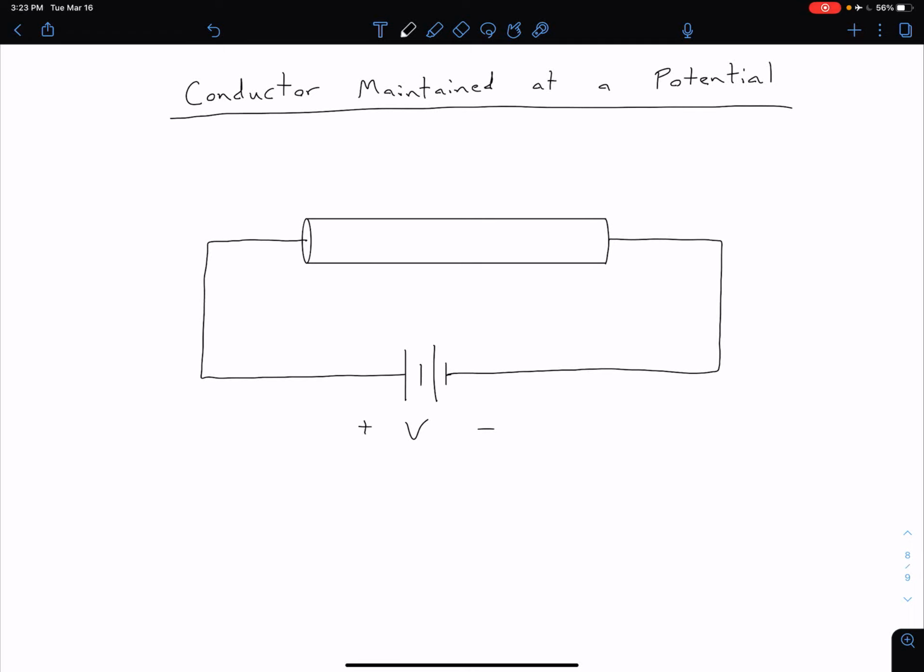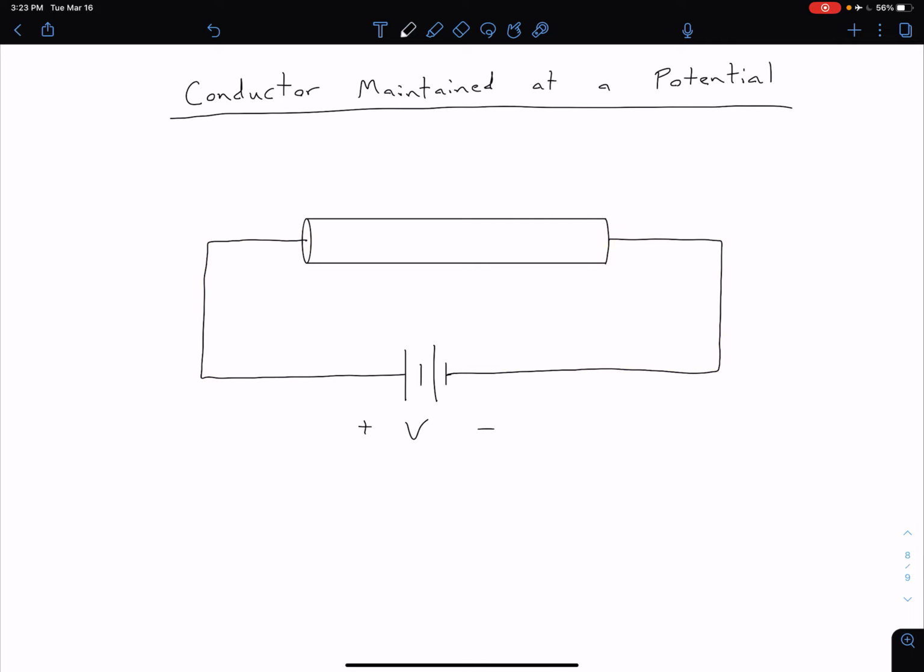Now we're going to consider what happens if we take a conductor and we maintain some potential or voltage across the two ends of the conductor. As you can see here, I have a bar, which is our conductor in the middle, and we have some wires connecting that to our battery, which has some voltage V, and we're assuming that these wires have no resistance, so they're ideal wires.